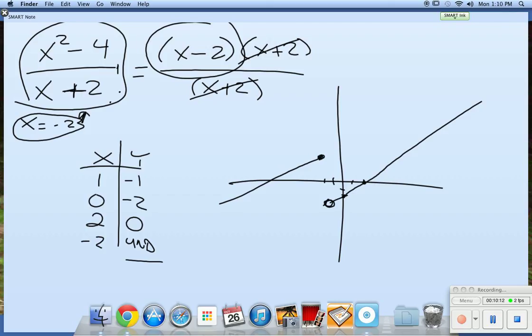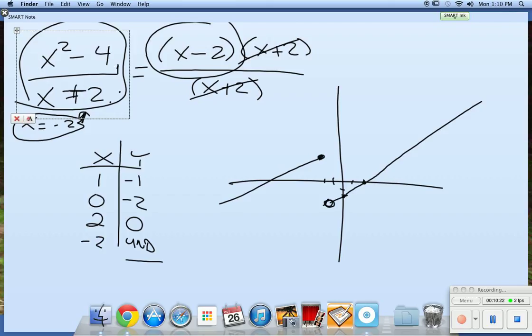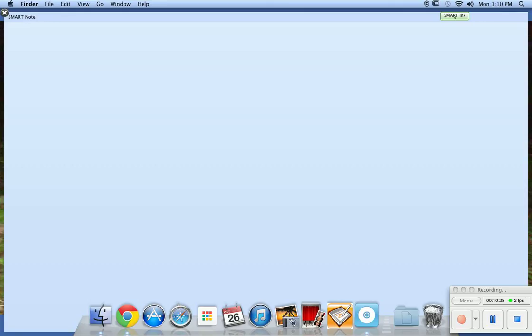You guys have any questions of what you have to do? The key to this is going to be you look at the original equation, find out how you can break it down and make it easier, but you have to find out where this is undefined. If you can find where it's undefined, then you're going to be okay.